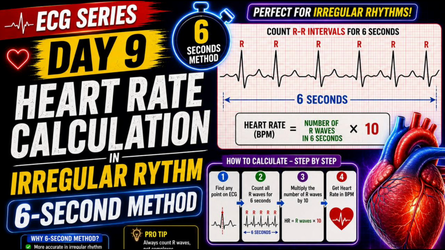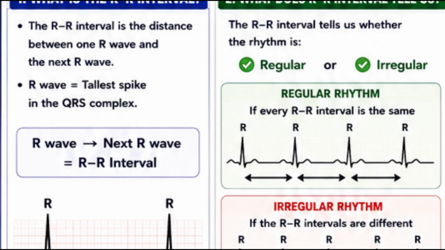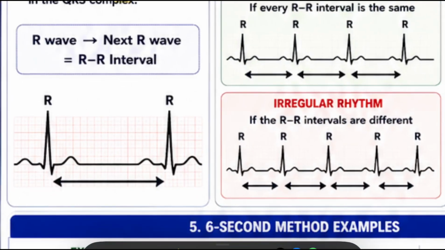Okay, so what is the RR interval? You can see here the RR interval is the distance between one R wave and the next R wave. This is one R wave and this is the next R wave. The R wave is the tallest spike in the QRS complex. So this R wave to the next R wave we call the RR interval.